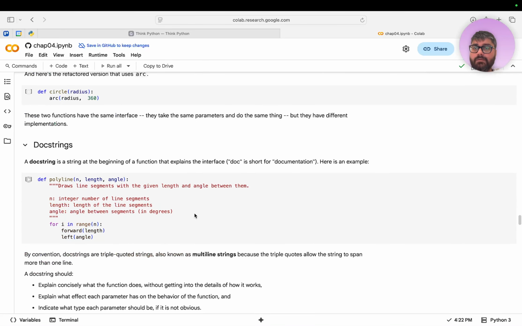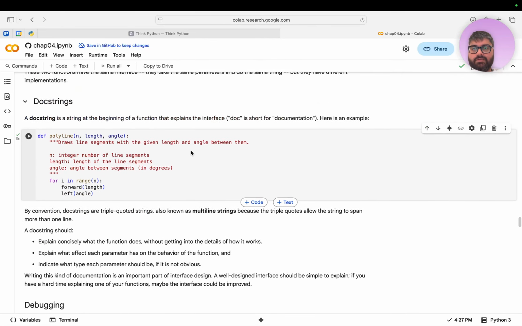Moving on to doc strings, these are simple. If you start a triple quote right after the function name and you write some stuff there, whenever you hover over that function, it's going to show this doc string so that someone who's using your functions can read about that function later on.